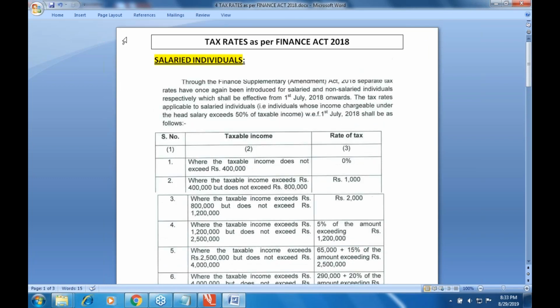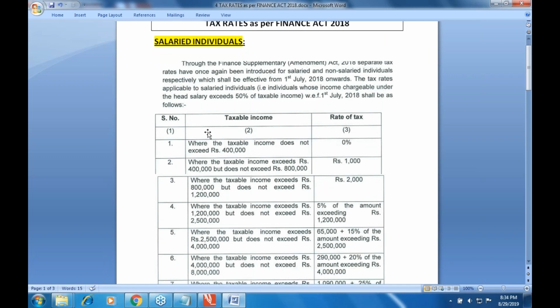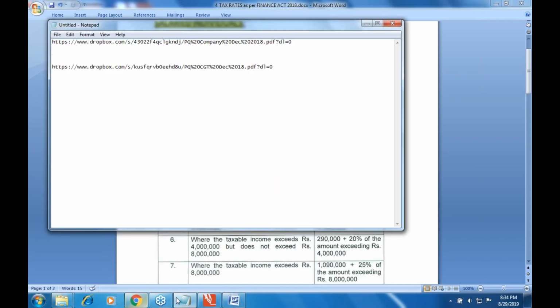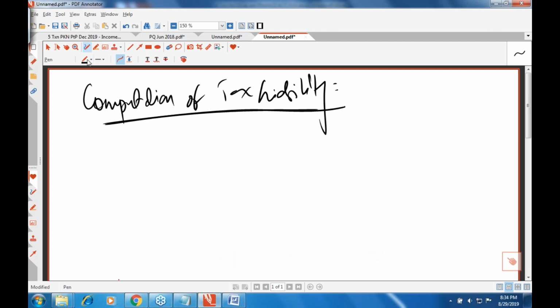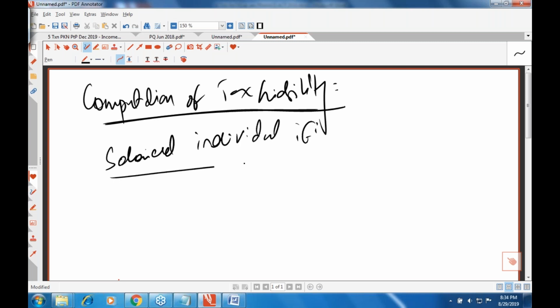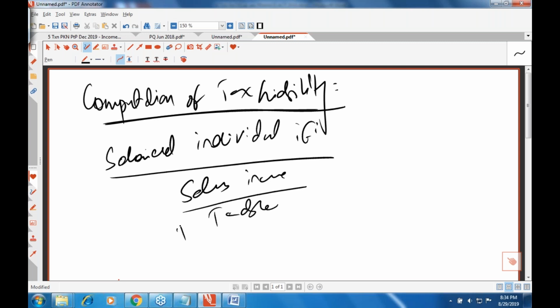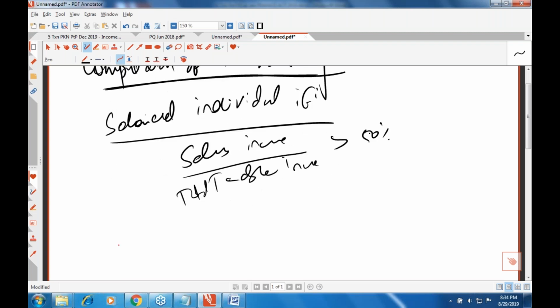Now, who is a salaried individual and who is a non-salaried individual? You need to see whether Ambreen is a salaried individual as per the law, or a non-salaried individual. A person is a salaried individual if salary income divided by total taxable income is greater than 50%.